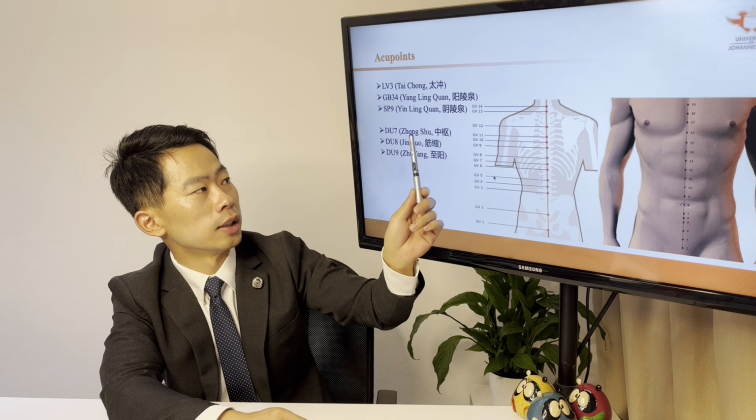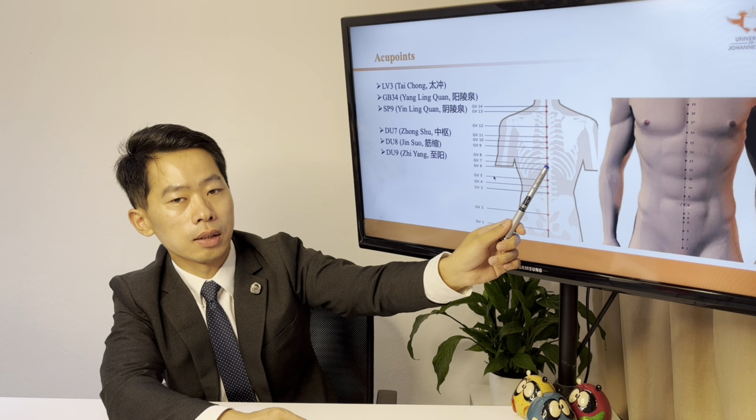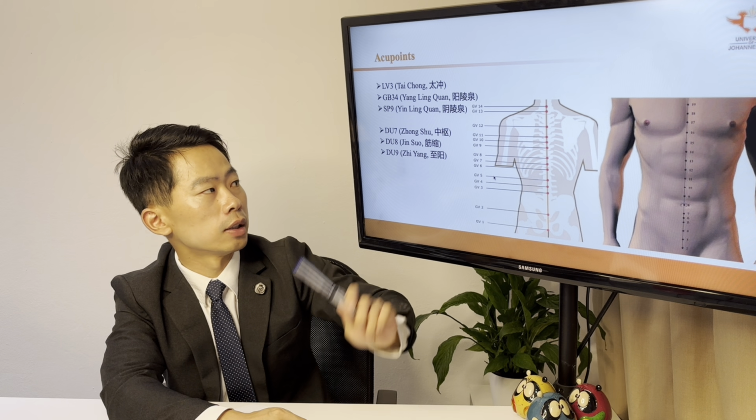So when you see the name 中枢, 枢 is the hinge. Once the hinge is stuck, it blocks the meridian, so you recover it there.